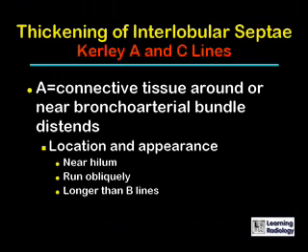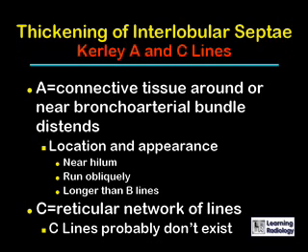Curly A and C lines. A lines are connective tissue around or near the bronchoarterial bundle, which becomes distended and therefore visible. They are located near the hilum. They tend to run obliquely, and they're much longer than curly B lines. There is some question as to whether curly C lines actually exist.